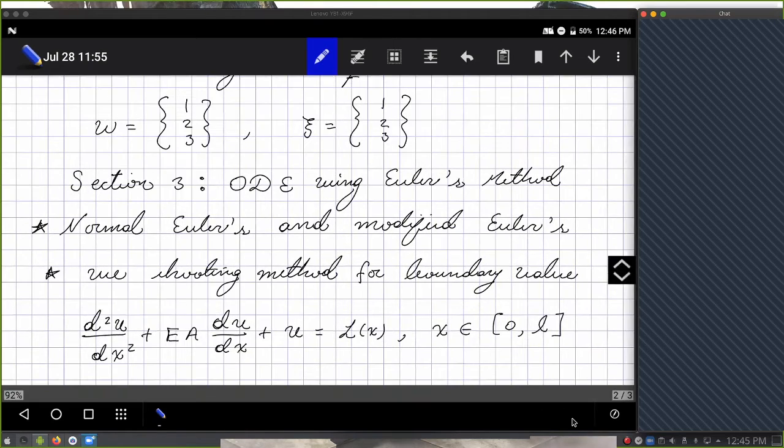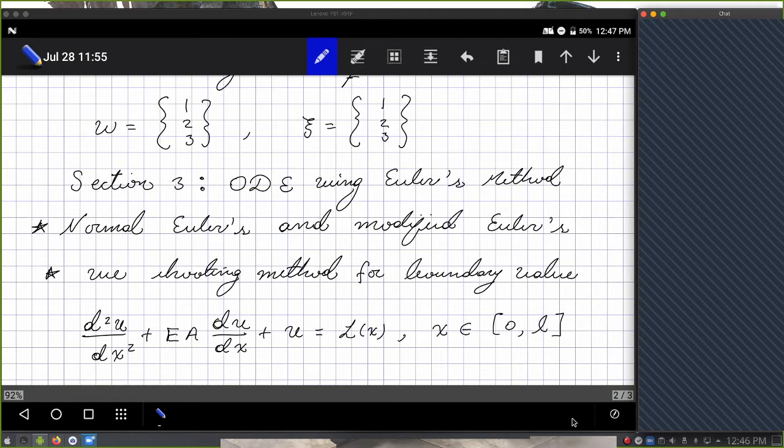But section three, which is the last section, is ODEs using Euler's method. So normal Euler's method and modified Euler's method. Those are the two big ones in this section. And then there's one other question. So the normal Euler's and modified Euler's will be the big chunk of this section.